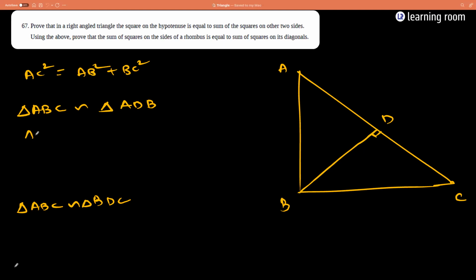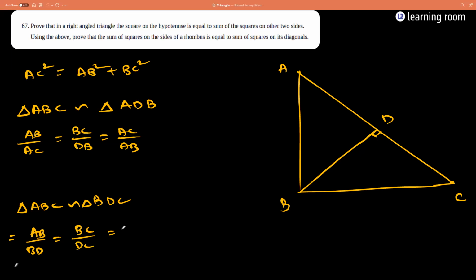So from here, what can I write? AB by AC is equal to BC by DB is equal to AC by AB. Here, what will I write? AB by BD is equal to BC by DC is equal to AC by BC. Now, what is it that we need to prove? Look at the concept that we need to prove. We need to prove AC square is equal to AB square plus BC square. Where are you going to get AB square?